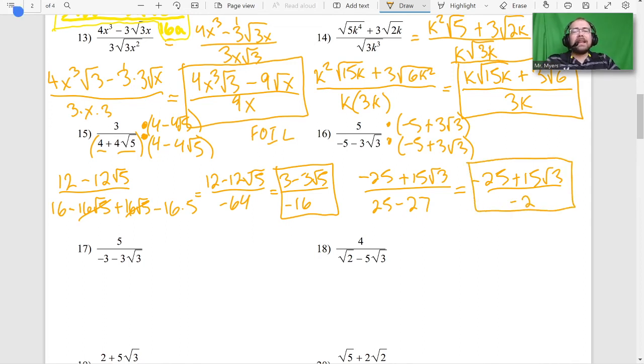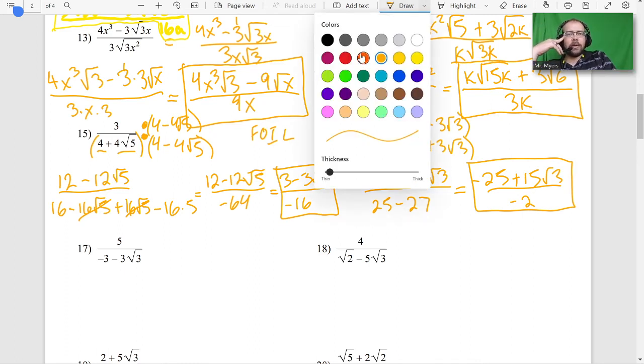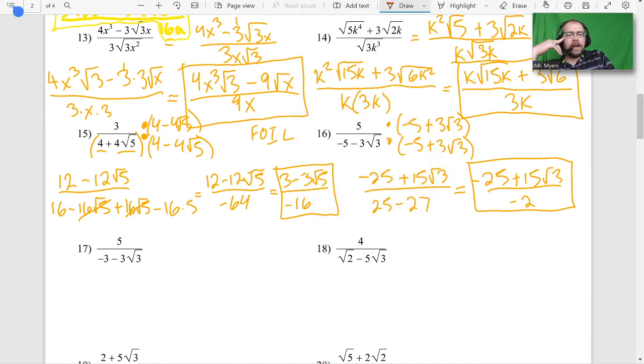Now, I have been leaving negatives in the denominator. Most teachers are fine with that. If yours is not, you would just need to multiply everything by a negative number. So switch the sign on everything. Right? So for 15 and 16, there's 3 things. Change the sign of each of the 3 things. And then you're good to go there. Okay? Speaking of good to go, we're good to go with the color orange. Time to move on to red.